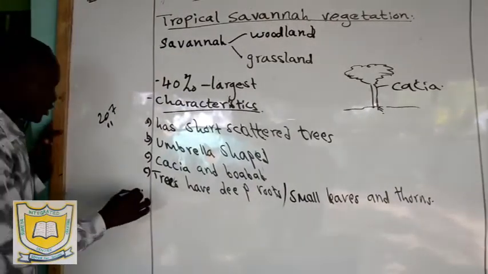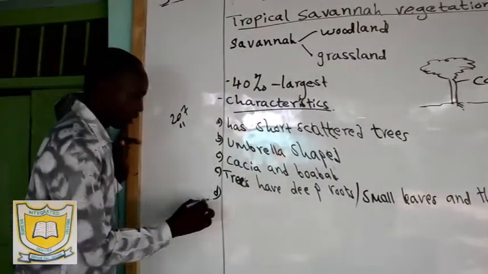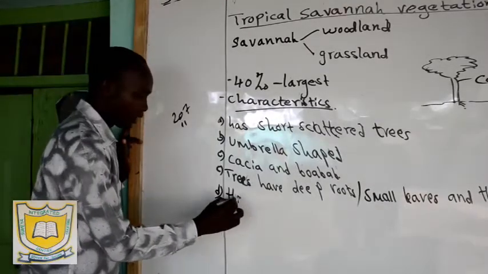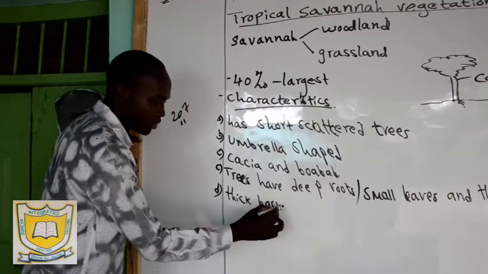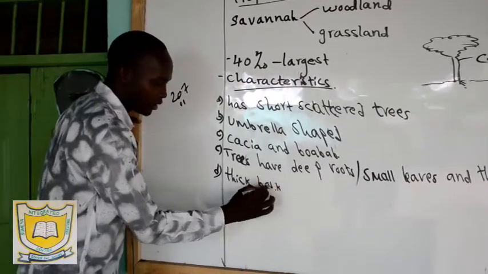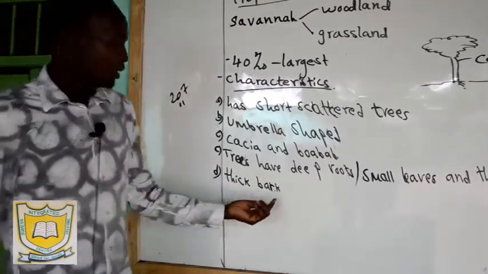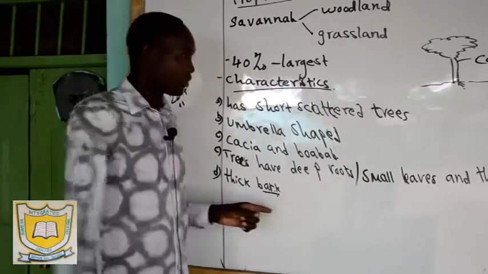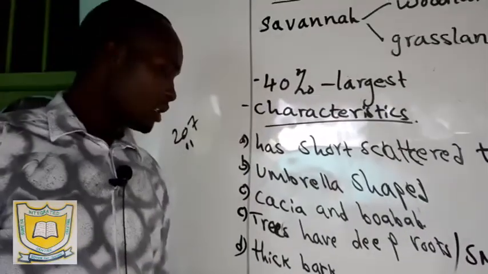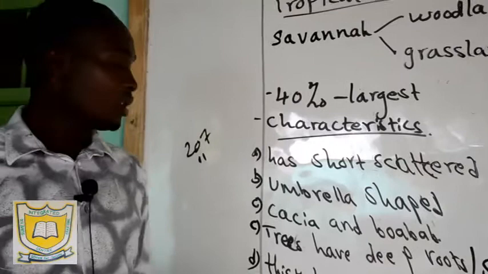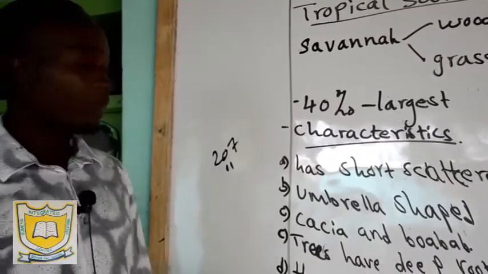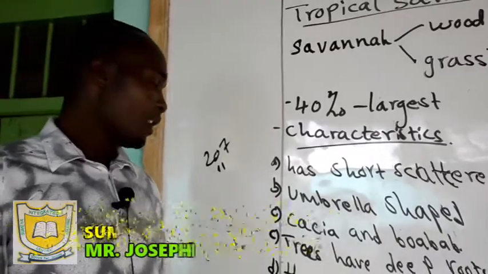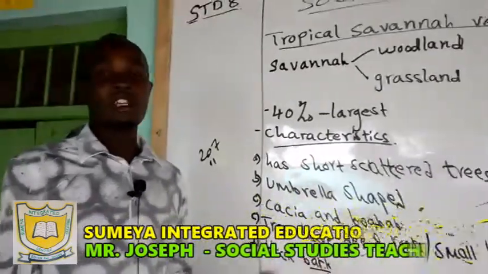Then we are also saying that they have thick barks. When we talk about barks, we are looking at the barks of the trees. These are what we call the barks. Barks are the outer part of the tree on the stem. And they are very thick because they store water during the dry season.